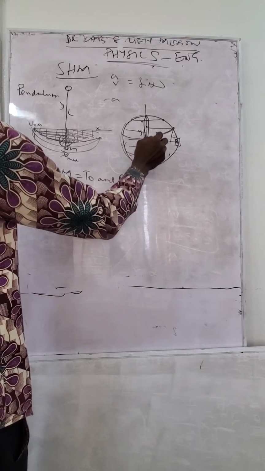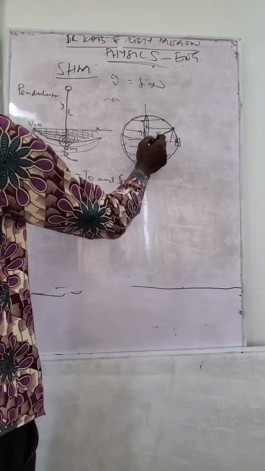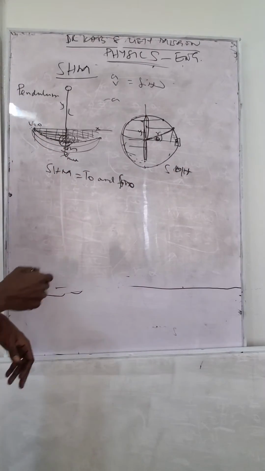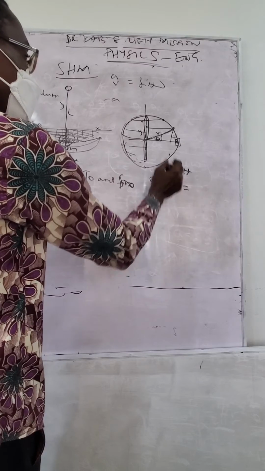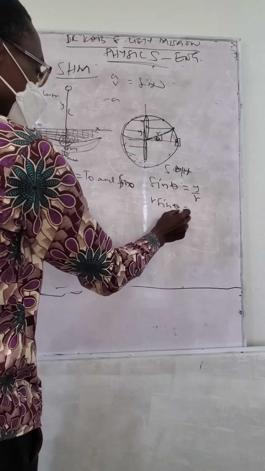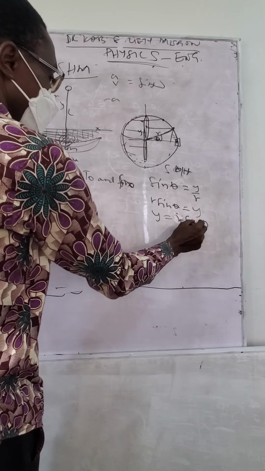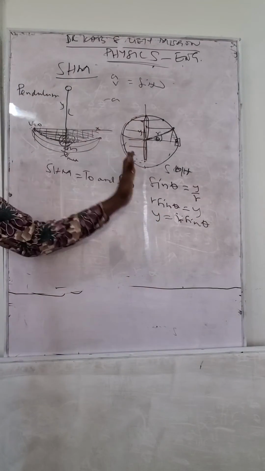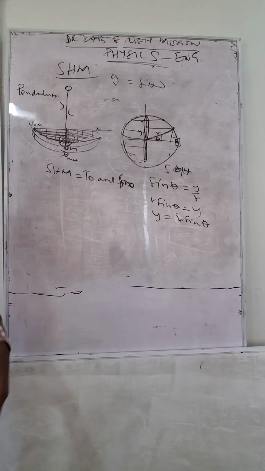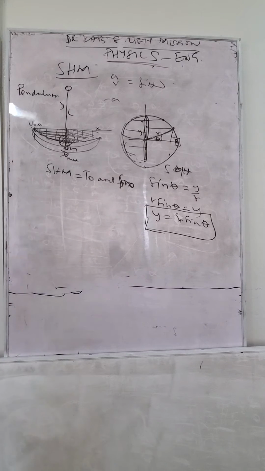If this is our theta, this side is opposite, and this is hypotenuse. So opposite and hypotenuse. What relationship can you use? You can use sine. So it means that sine theta is equal to y over r, which is the same as r sine theta equals y. So y is equal to r sine theta. Remember, y is the distance along the y direction, and this is r, which is a constant, the radius. Now this expression is very important. We're going to depend on this to derive the other equations.